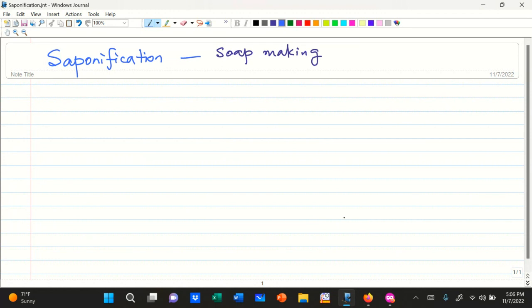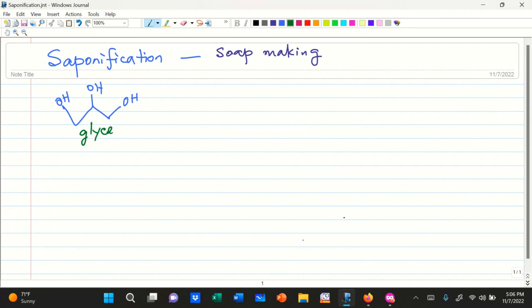Doctors often say that, etc. So what is a triglyceride? Triglyceride is an ester of glycerin. That's why it is called triglyceride. Why tri and why glyceride? Let me show you. The glycerin molecule is actually a triol, which is like this. 1, 2, 3 propane triol is glycerol.